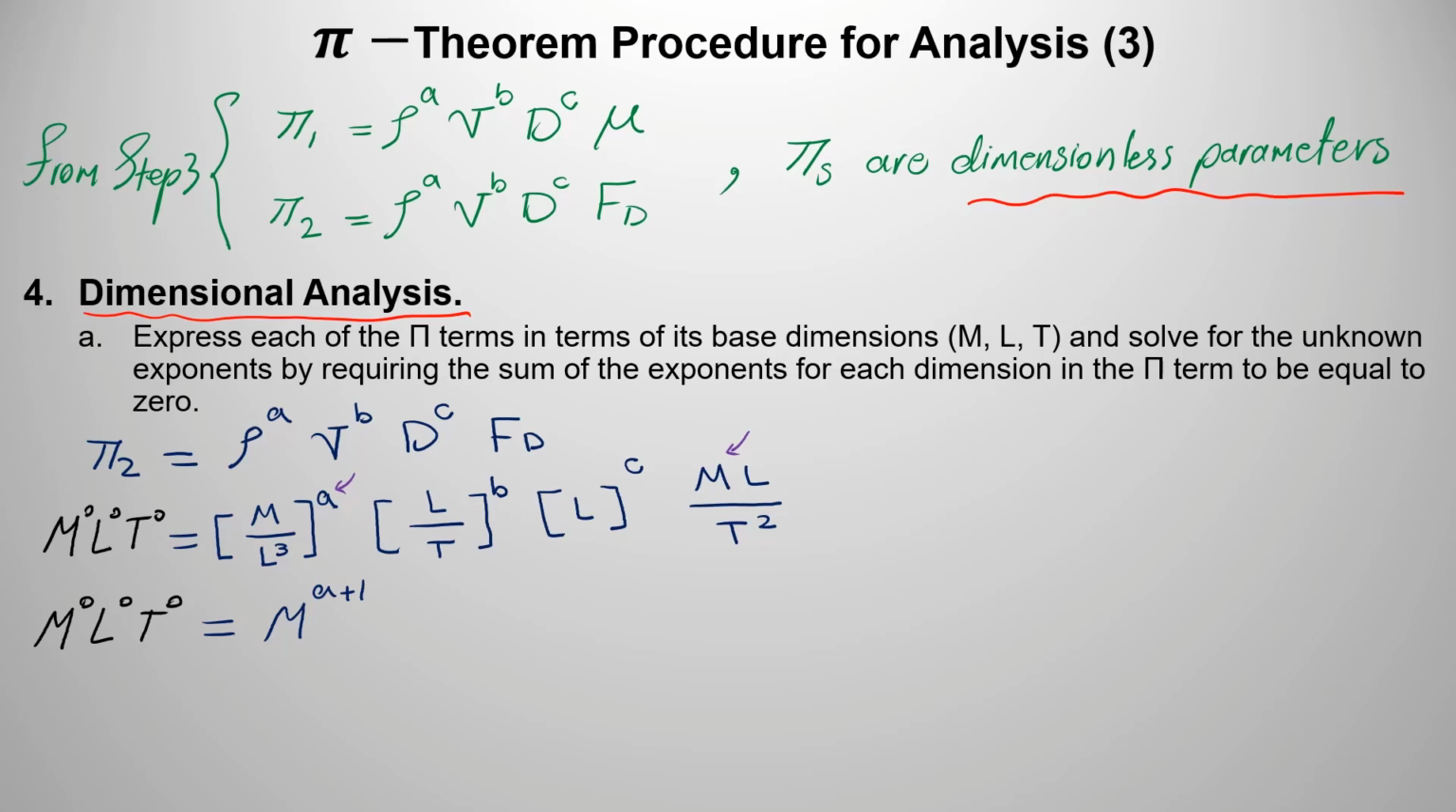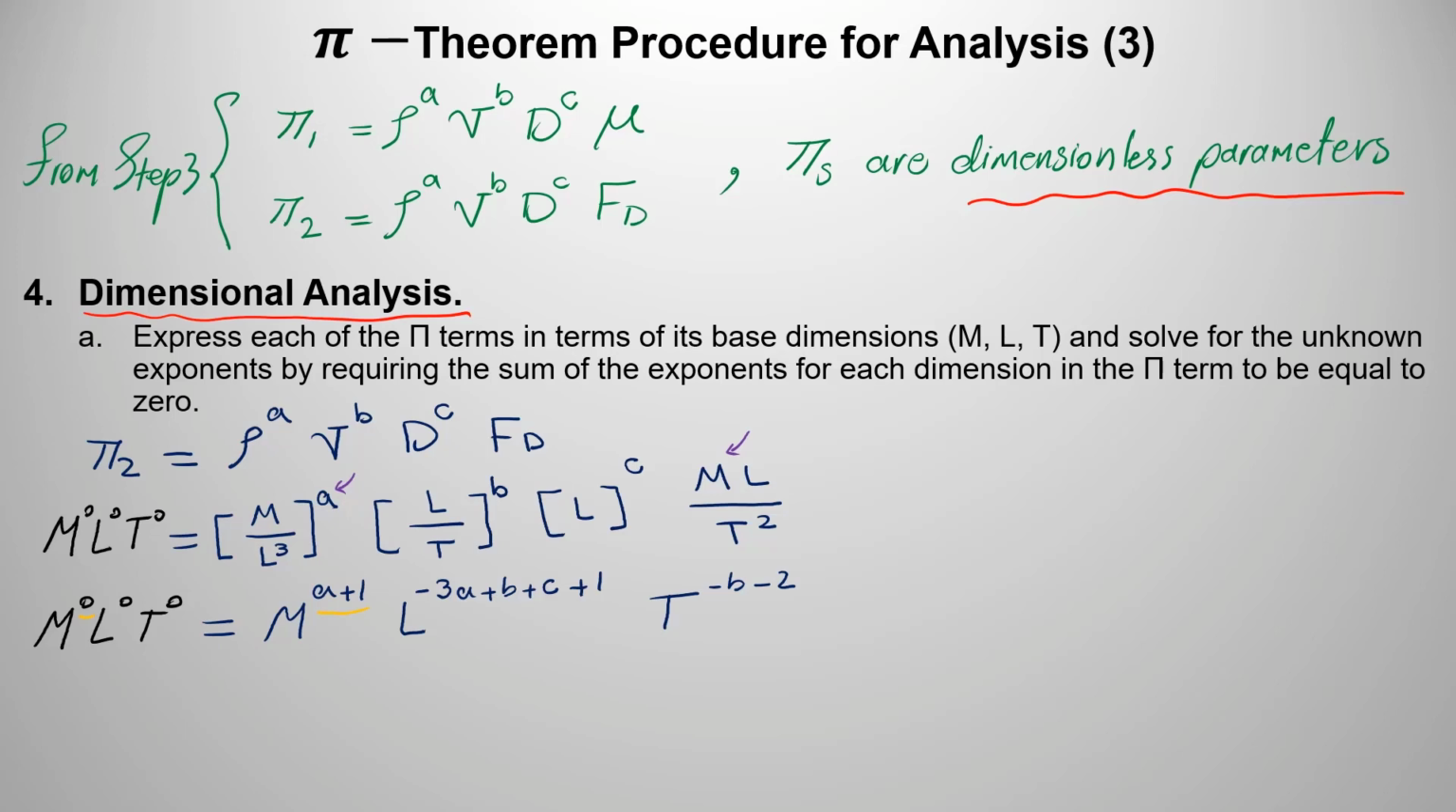Next one is L. L, or length, would be to the power negative 3, doing algebra, negative 3a plus b plus c plus 1. And finally, it would be t to the power negative b minus 2. Now you know what I'm getting at. So the power of mass, length, and time on both sides of the equation should be exactly equal. So this term should be equal to this term.